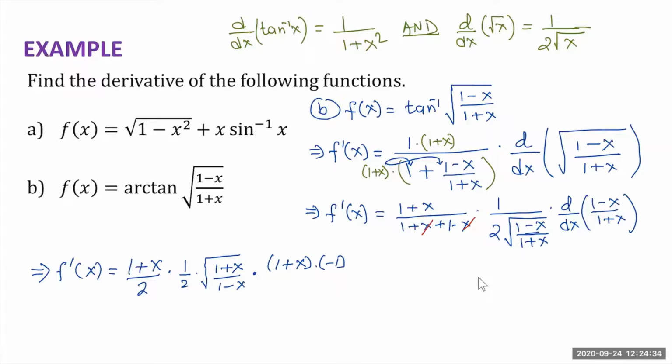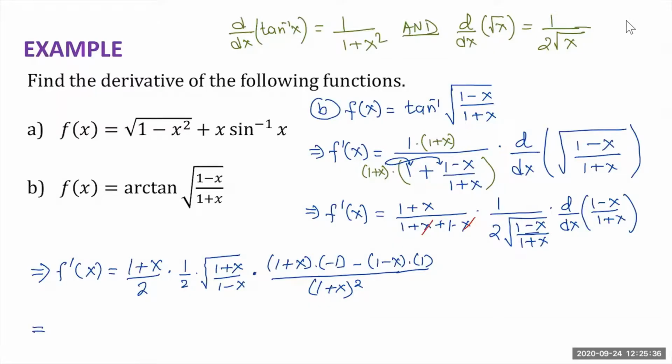So negative. What I did: denominator times the derivative of the numerator, minus the numerator, which is 1 minus x, times the derivative of the denominator. The derivative of 1 plus x is 1, because the derivative of 1 is 0 and the derivative of x is 1. So 0 plus 1 is 1. And we divide everything by the square of the denominator. The denominator is 1 plus x. We square it. So that is the next step when we go from here to here.